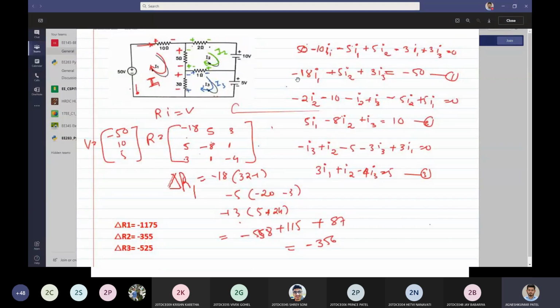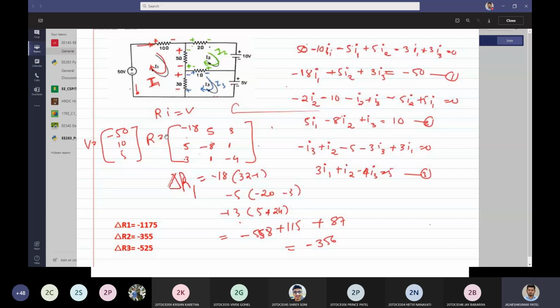So my 3 elements are minus 18, plus 5 and 3. Same way for the other two equations: 5, minus 8 and 1, and 3, 1, minus 4. Same way the minus 50, 10 and 0 will create my V matrix. That would be a column matrix. So minus 50, 10 and 5. Okay, now solving this using Cramer's rule.